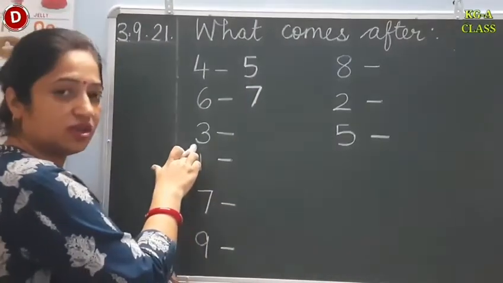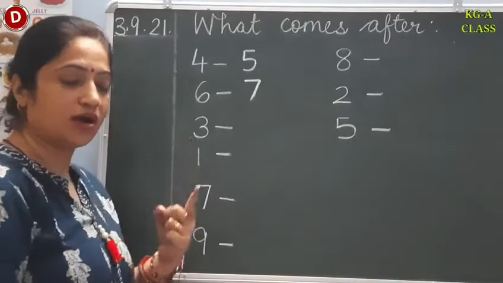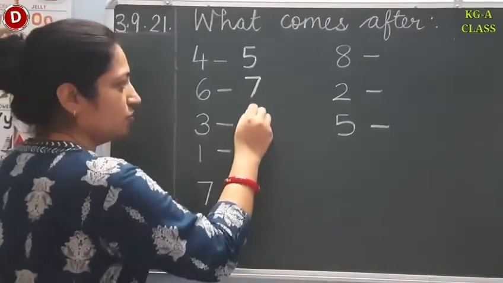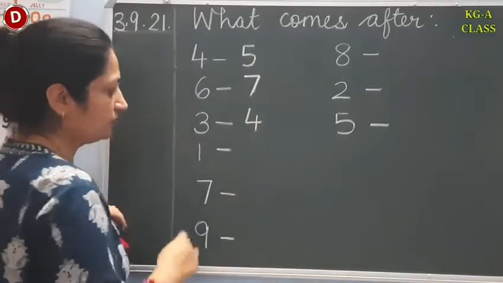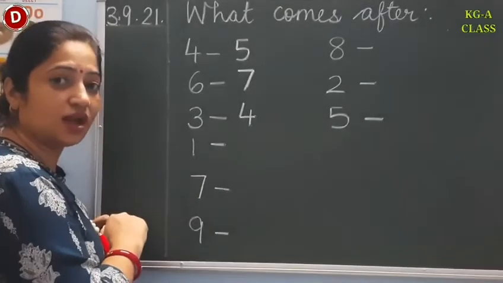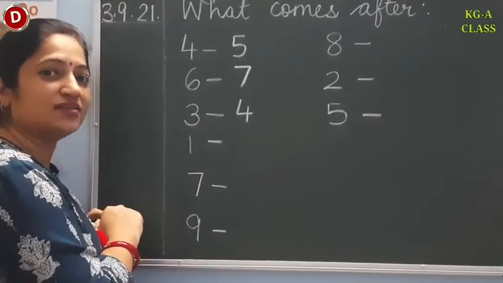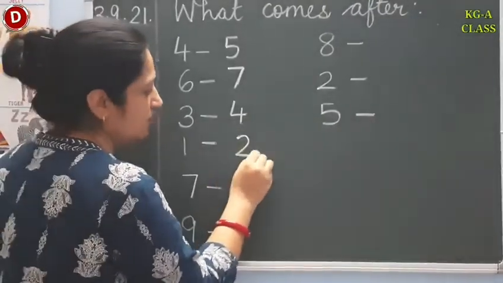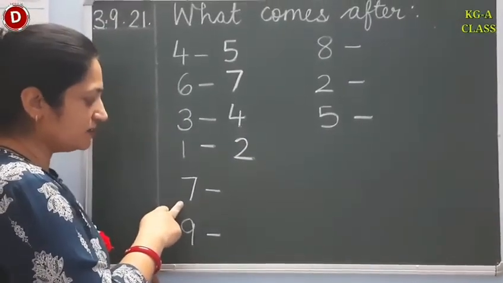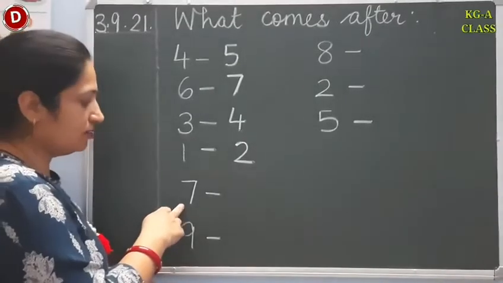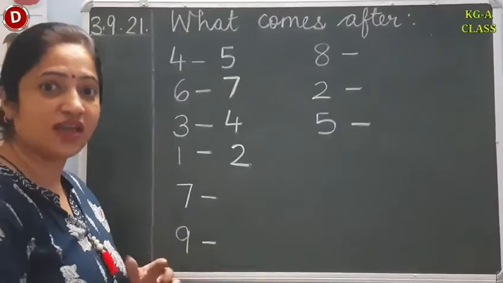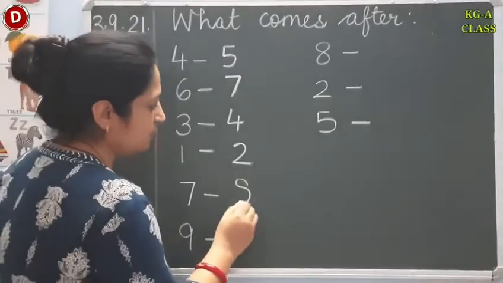This is number 3. And what comes after 3? 1, 2, 3. After 3 comes 4. So you have to write 4. Children, the next number is number 1. And what comes after 1? After 1 comes 2. Yes, you are right. So write 2 here. Children, this is our next number and it is number 7. And after 7 comes, come on, quickly tell me. After 7 comes 8. Yes. So write 8 here.